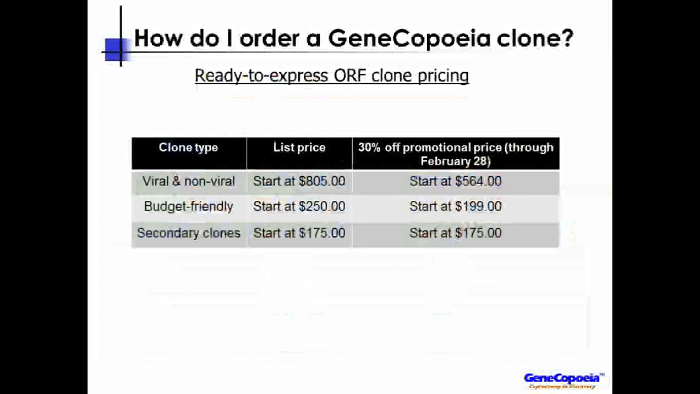So now I'm going to tell you a little bit about our ready-to-express ORF clone pricing. Most viral and non-viral clones start at $805, and the prices can vary depending on different factors, such as larger clones simply cost more because they require more work to deal with and more gene synthesis. But the starting price is usually around $805 for most clones. However, I mentioned we have a 30% off promotional price through the end of this month, so now they are starting at $564.